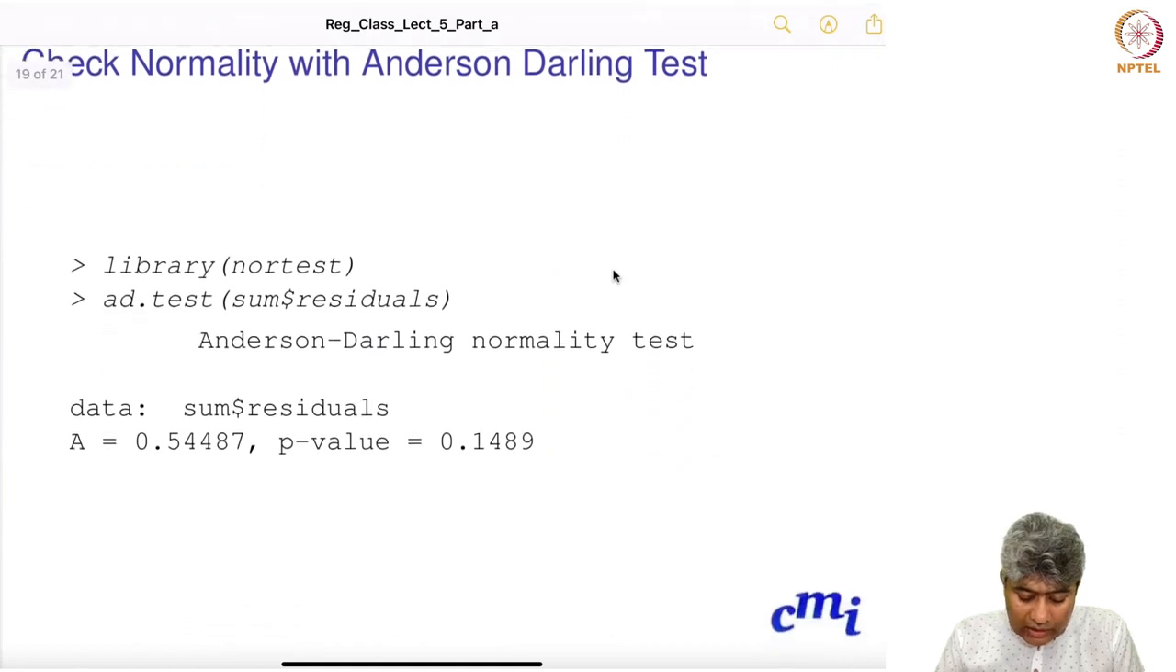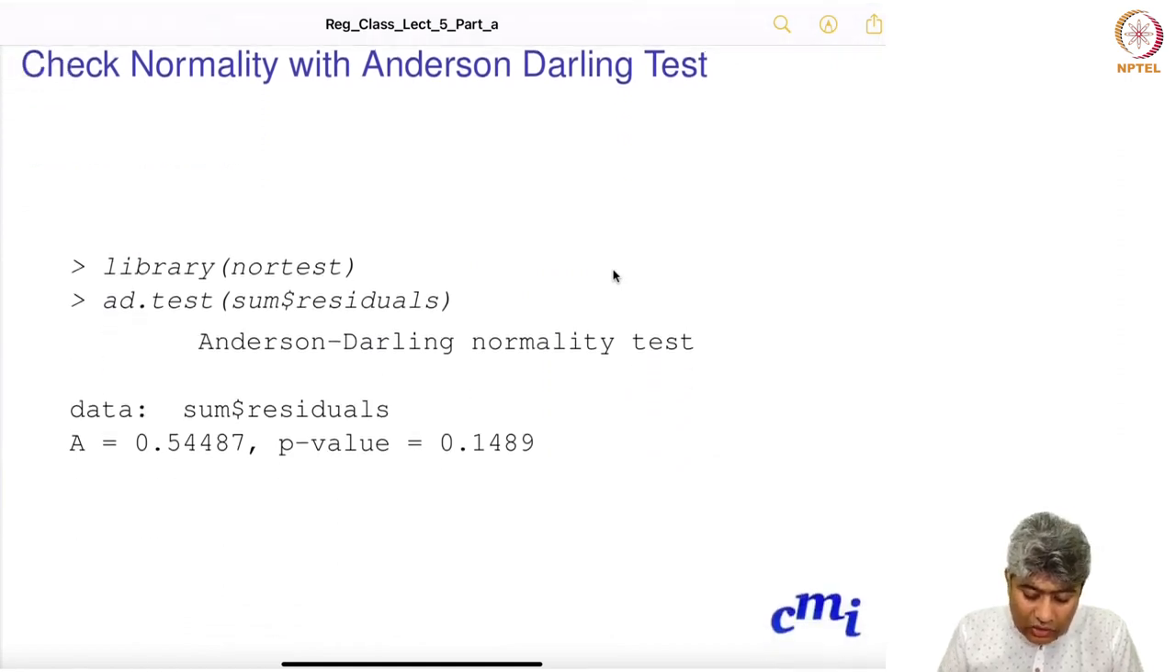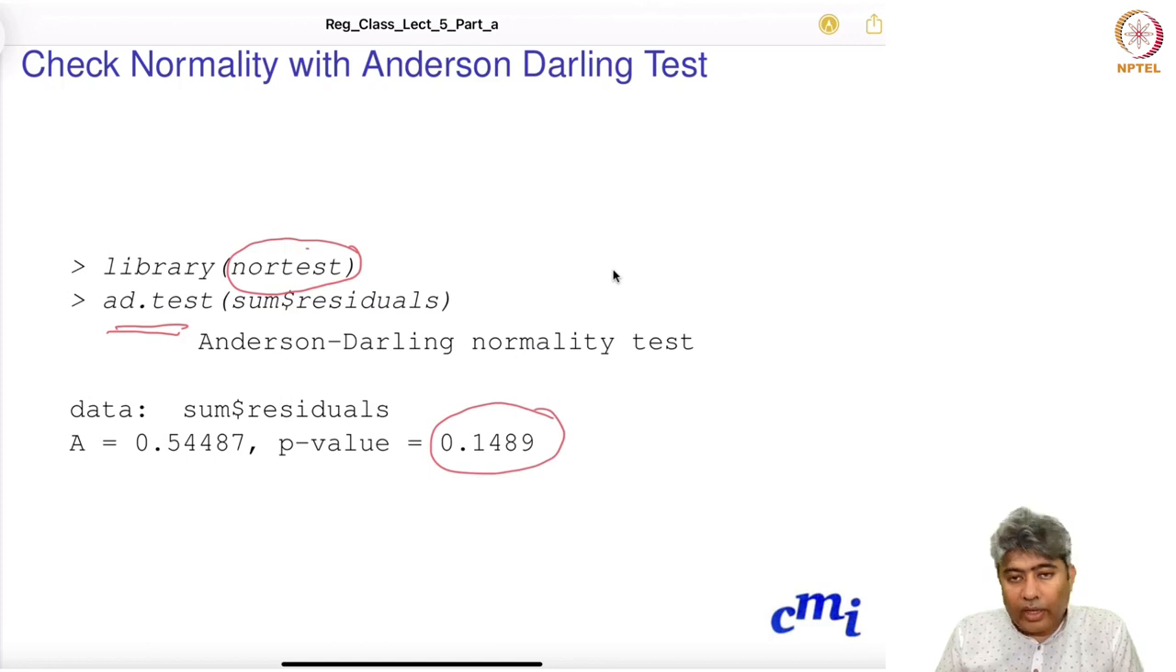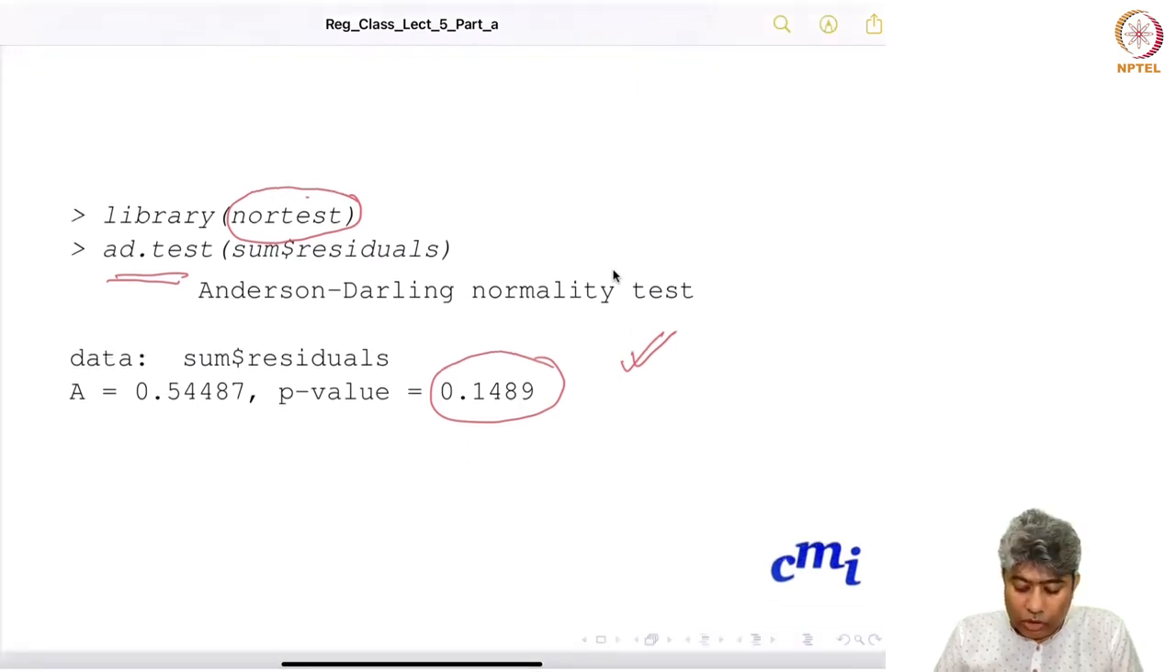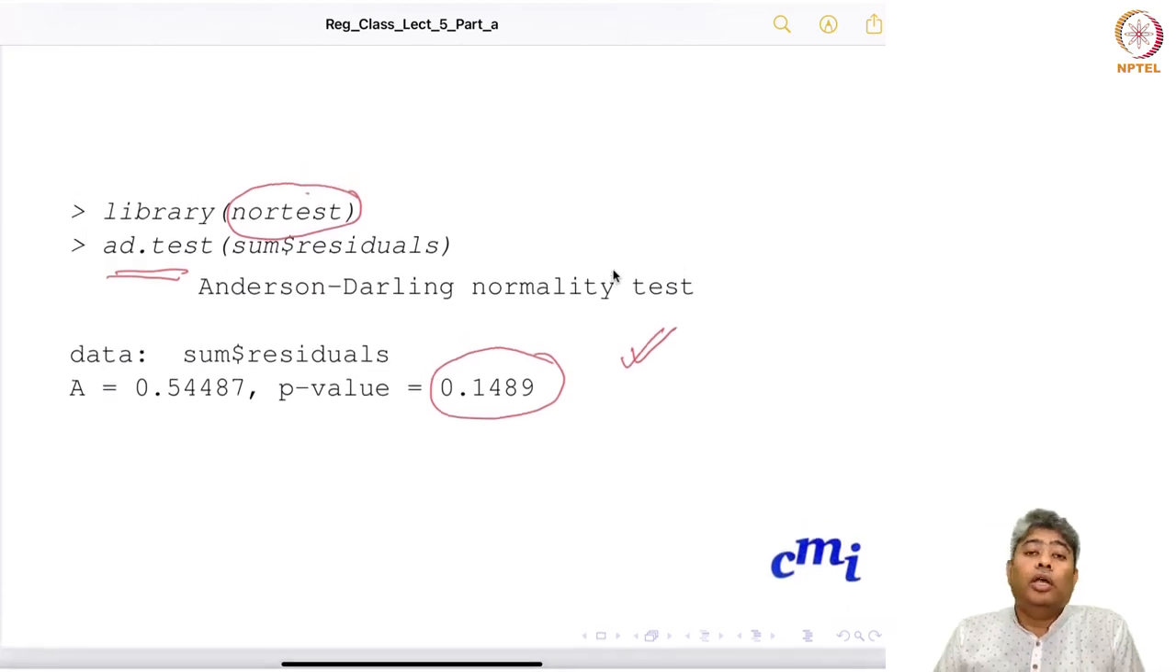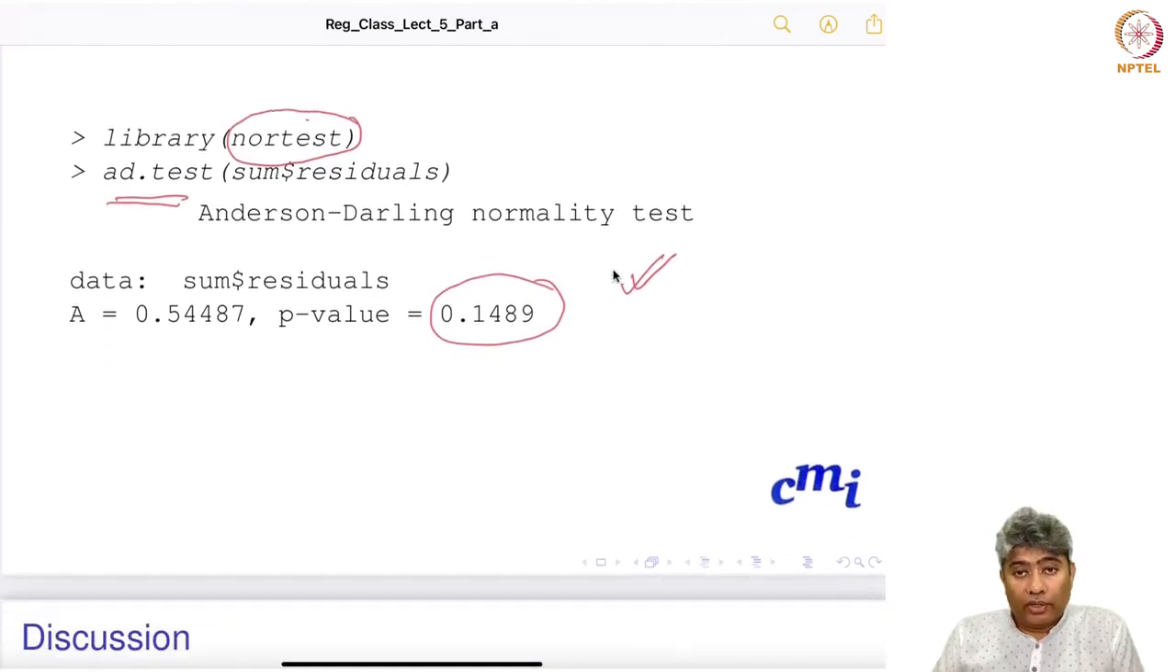Definitely we have also done the Anderson-Darling test. In the nortest library you have ad.test, which stands for the Anderson-Darling test for normality, and here also the p-value is 0.1489, quite conservative, so it fails to reject the null. So in this case also it says that residuals are probably following a normal distribution. We don't have enough evidence to reject the null hypothesis.